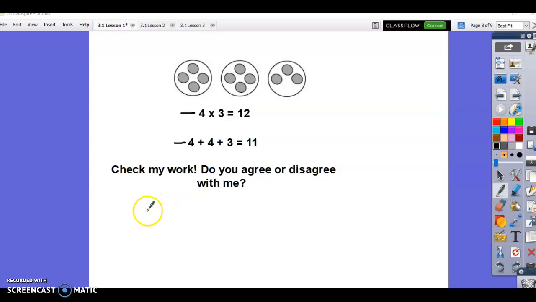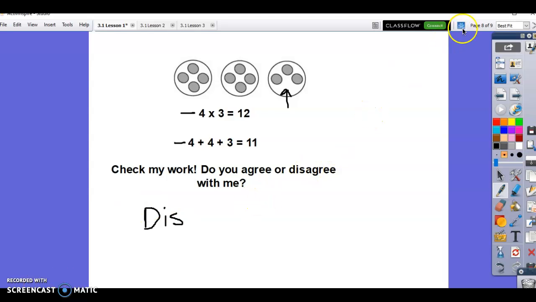Okay, I hope you wrote D for disagree. We should definitely disagree with this one because what's the problem? Oh, I notice right here that there's not an equal group. So this cannot be a multiplication equation because you have to have groups of, okay?